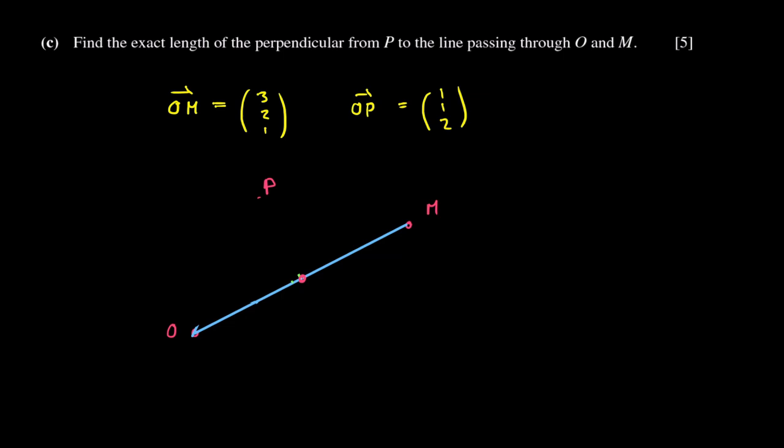Now, what is being described here? Well, imagine we've got a line OM, right? That's that blue line there. And we've got this point P here that's somewhere in space.